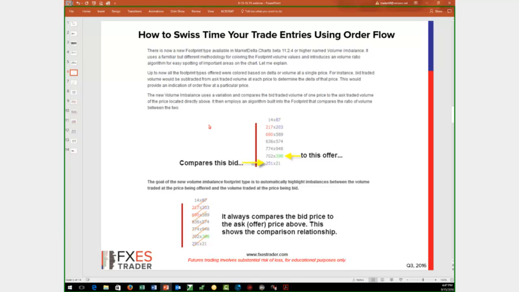So the volume imbalance uses a variation and compares the bid traded volume of one price to the ask traded volume of the price located directly above it. So please make this distinction, just as you see below here in this graphic. You're comparing the 398 to the 251.